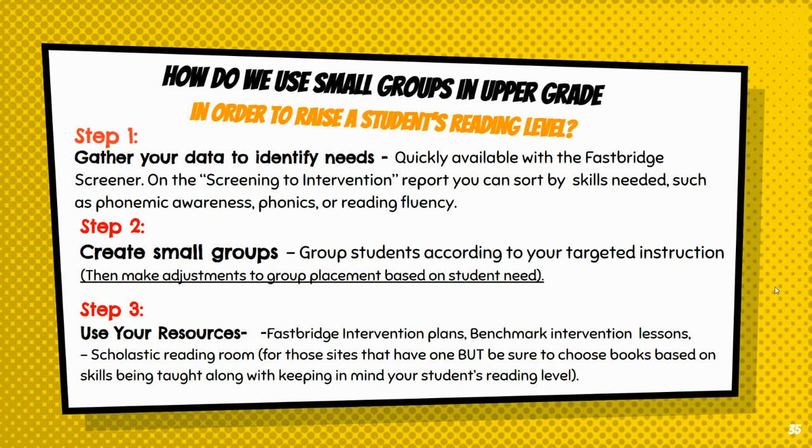Step 3, use your resources. You can use FastBridge intervention plans, benchmark intervention lessons, the Scholastic Reading Room. This is for those sites that have one, but be sure to choose books based on skills being taught, along with keeping in mind your students' reading level. We want these reading rooms to be done with a purpose.